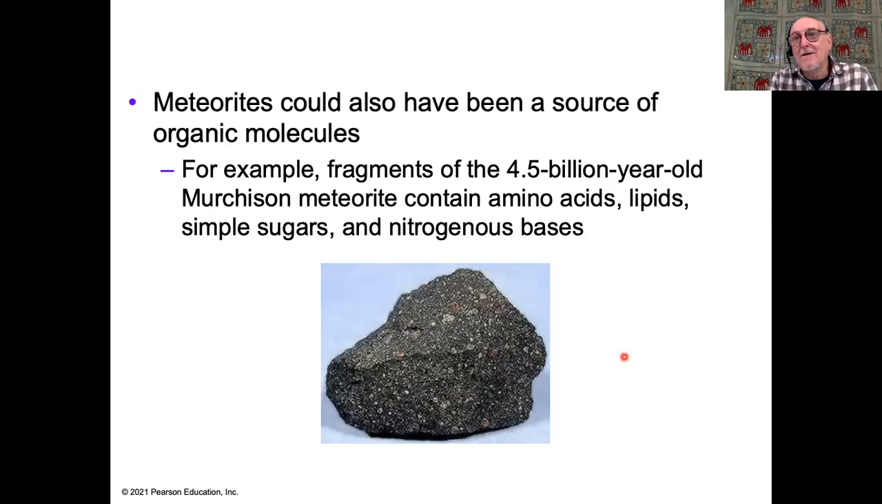There's another intriguing aspect to this. Remember, I told you the early Earth was bombarded by meteorites. It was bombarded by particles coming in from outside. We've discovered that even meteorites arriving on Earth nowadays, in modern times, actually contain primitive, simple organic compounds like amino acids. They contain lipids. They contain simple sugars. They even contain nitrogenous bases. Remember the function of nitrogenous bases in things like ATP and in DNA and RNA.